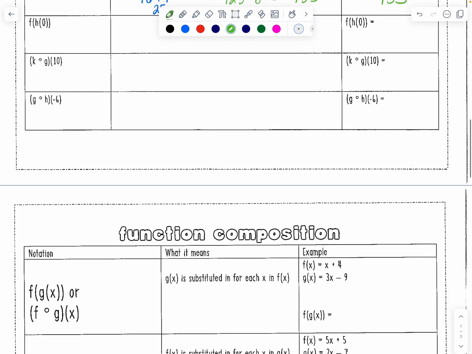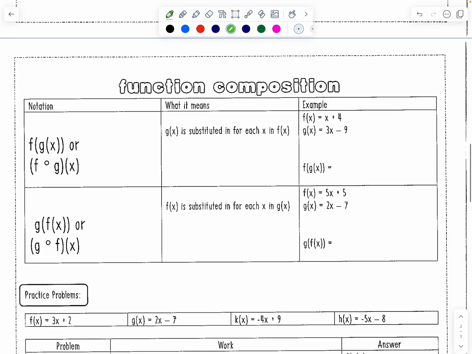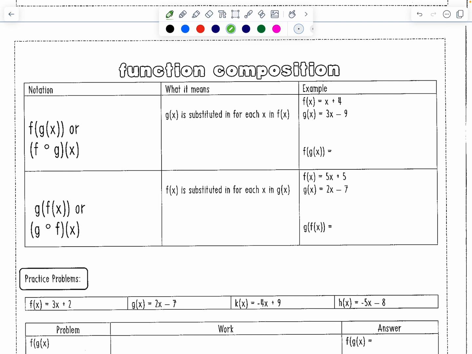All right, so now that you've finished those, let's look at function composition. Now let's look at, instead of having a number, the letter x staying in there. So basically what that means is I'm taking this function, g of x, and if I look at g over here, notice that there's an x in it, right? So we're taking that entire function, all of it, 3x minus 9, and we're going to plug it into the f function. Okay, so it's going to look like this.